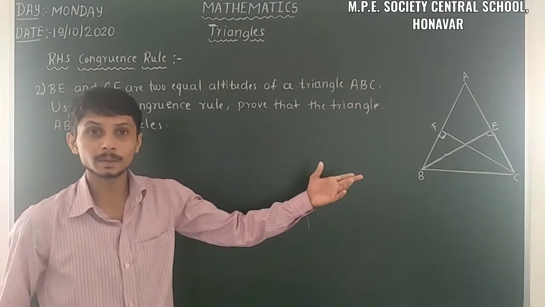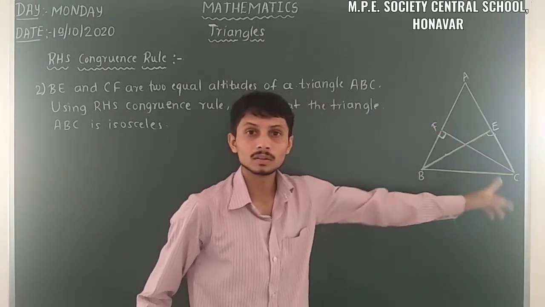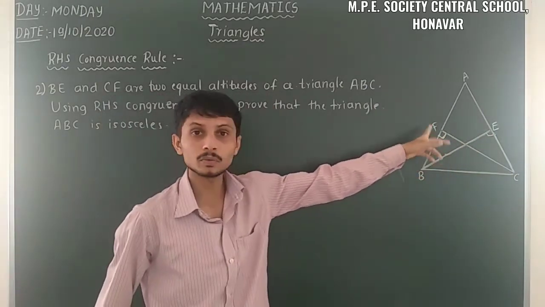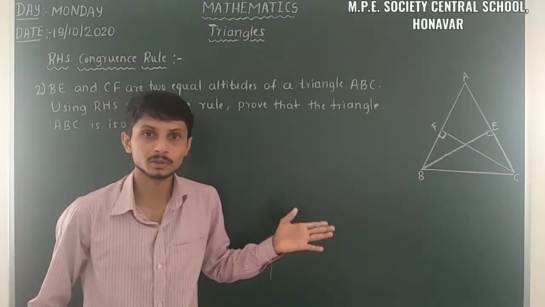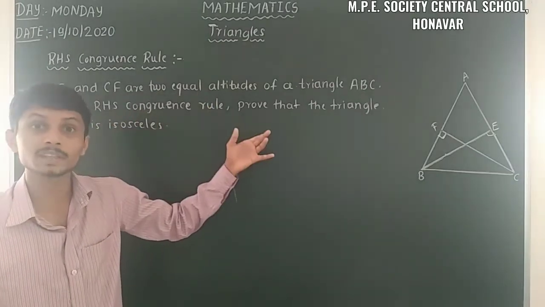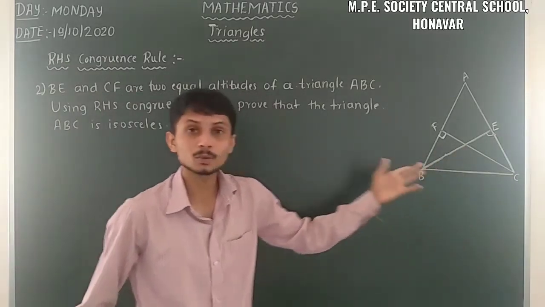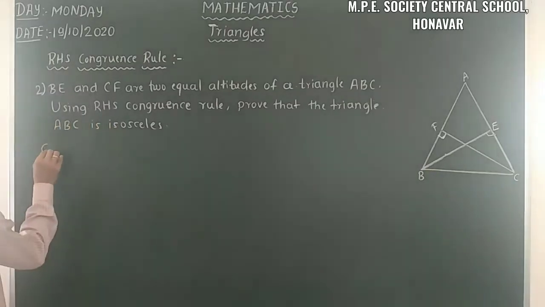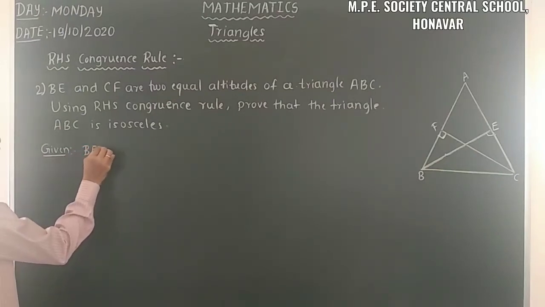Also we have the median. Median means when we take the midpoint of that side and join it to C, then we call it a median. For an altitude, we have to draw a perpendicular. So that is the difference between altitude and median. Here we have equal altitudes, it is also given that the altitudes are equal. That means BE and CF, those two are equal. We have BE is equal to CF. That one is given, so we can write it as given: BE is equal to CF.